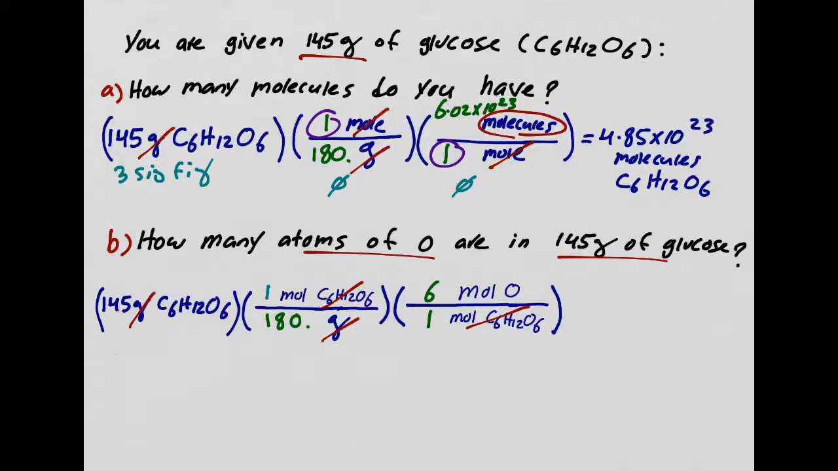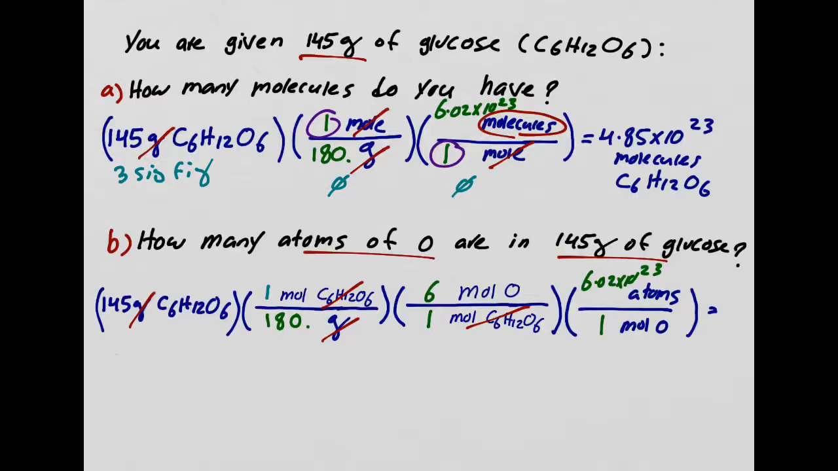Now, they don't ask you for moles of oxygen. They ask you for atoms. How do I go moles to atoms? Avogadro's number. That part hasn't changed. So for moles of oxygen, but I want to go to atoms. Now, you already know how to do that. 1 mole is 6.02 times 10 to the 23rd atoms. So that process hasn't changed.